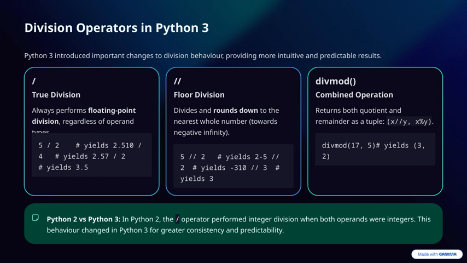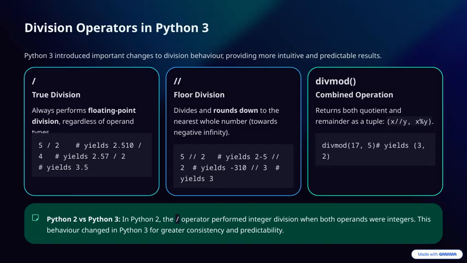Then we have the divmod function, which is quite handy. It performs a combined operation. It gives us both the quotient and the remainder at once as a tuple. For example, divmod(17, 5) returns (3, 2) because 17 divided by 5 is 3 with a remainder of 2.